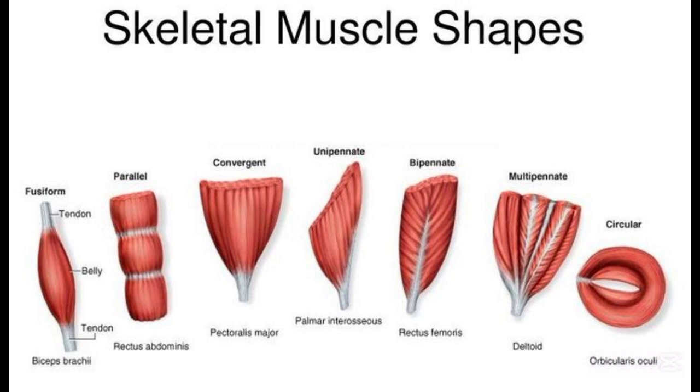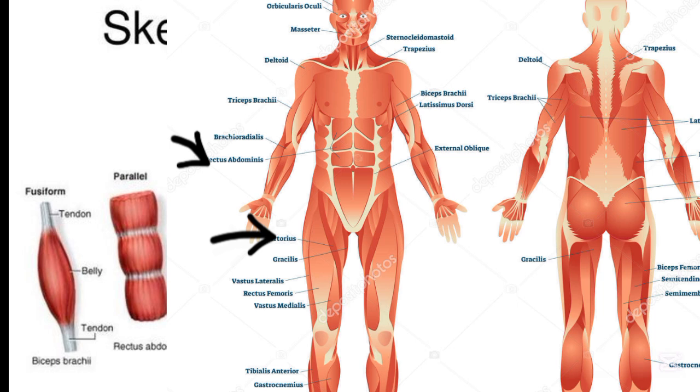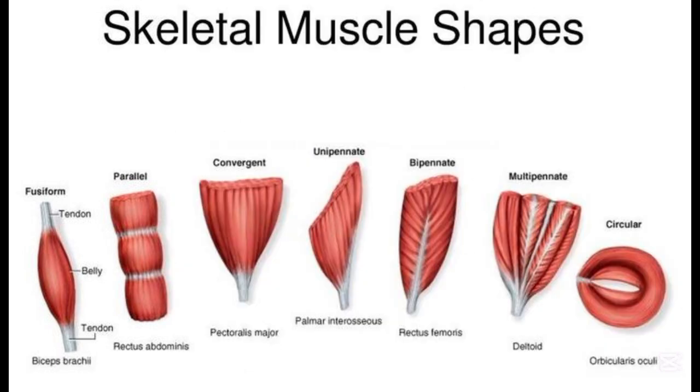The next muscle shape is that in which the fibers are parallel. In this, the direction of the fibers is parallel to the force axis. The best example of this muscle is the rectus abdominis muscle. There are two further subtypes. One is strap. As the name indicates, it is long and ribbon-like.